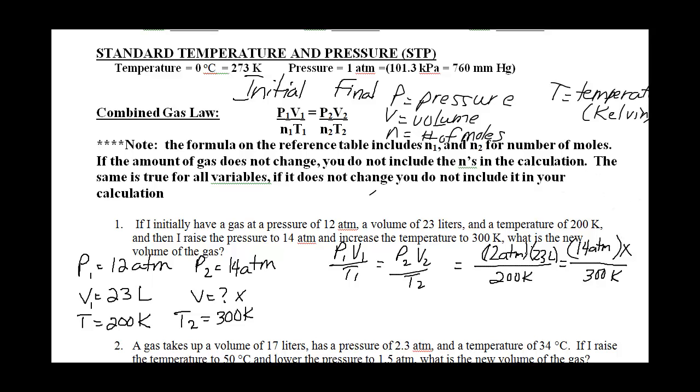Some of you like to do all of this, 12 times 23 divided by 200, write down a number, and then you say 14 divided by 300, write down the number X. I like to do it all at once in my calculator. What I just plug in my calculator is 12 times 23 times 200, then I cross this over, times 300 divided by 14. Algebraically, you find what makes sense so that you do the math, and you would get 29.6 liters.